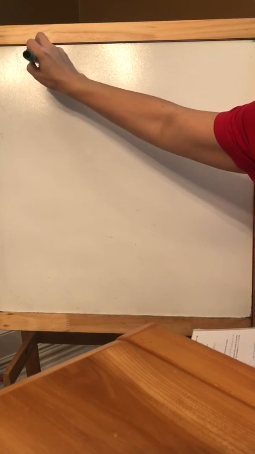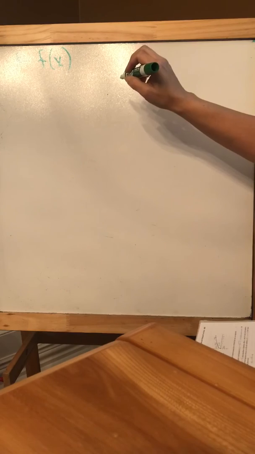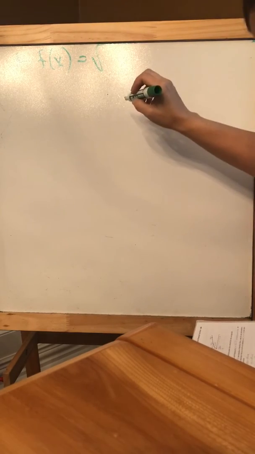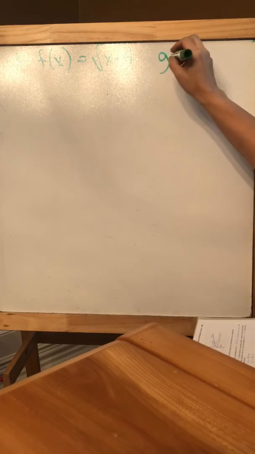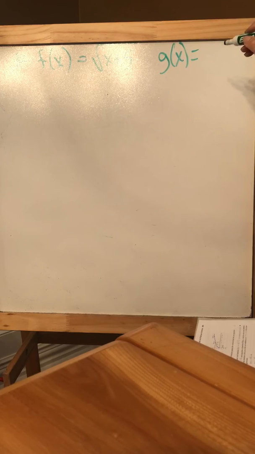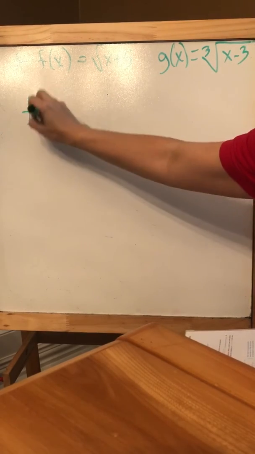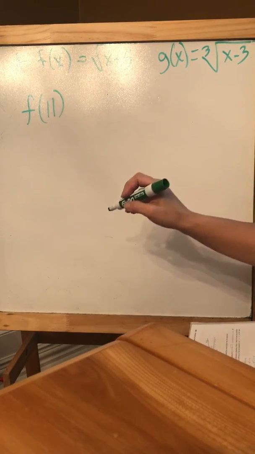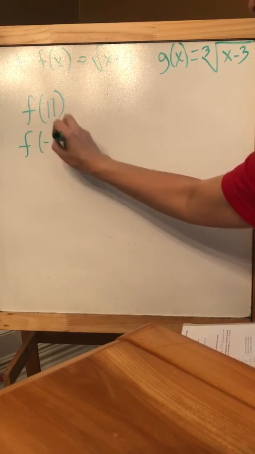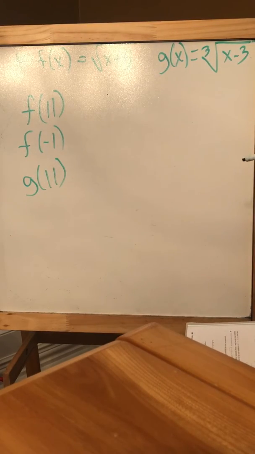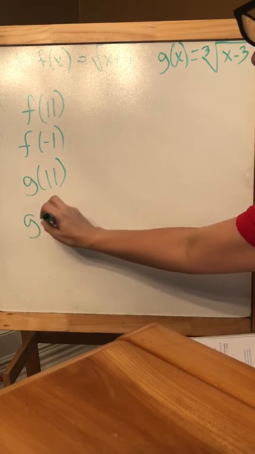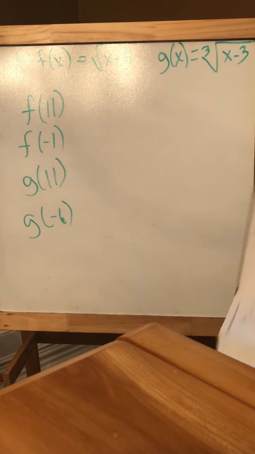All right, if f of x equals the square root of x plus 5, and g of x equals the cube root of x minus 3. Okay, so our first one is f of 11, then we have f of negative 1, g of 11, and g of negative 6. All right, press pause and solve, please.